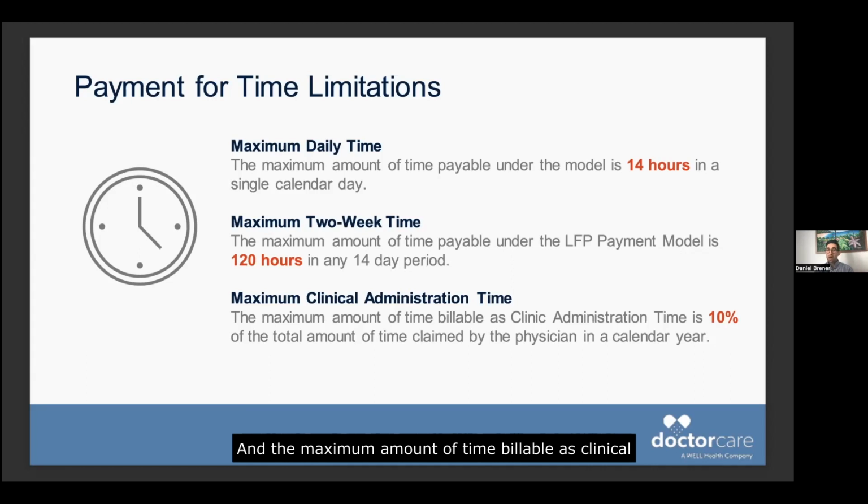And the maximum amount of time billable as clinical administration is 10% of the total amount of time claimed by the physician in the calendar year for all 3 categories: direct patient care, indirect patient care, and clinical administration. The thought there is, if you spend 100 hours doing direct patient care, indirect patient care, and clinical administration, up to 10% of that 100 hours is billable for clinical administration. So up to 10 hours can be for clinical administration. With that being said, it is anticipated that clinical administration will take up about 5% of the time claimed under these time codes, so we don't really expect that being a big issue.